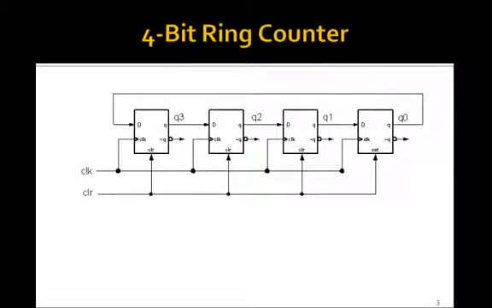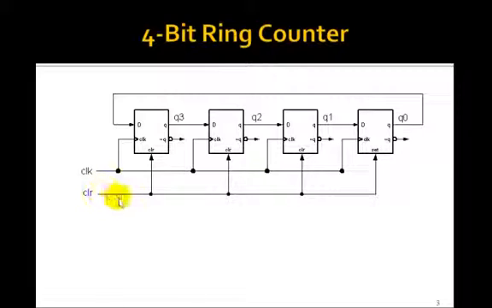Here is an example of what's called a 4-bit ring counter. It looks like the 4-bit shift register we had, except instead of data coming from the outside in the leftmost one, we connect Q0 back in, and that becomes the input to D. So everything gets shifted from one to the other. So if they all started out at 0, nothing would happen.